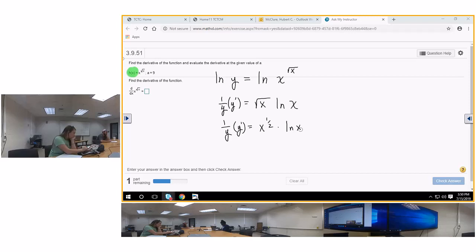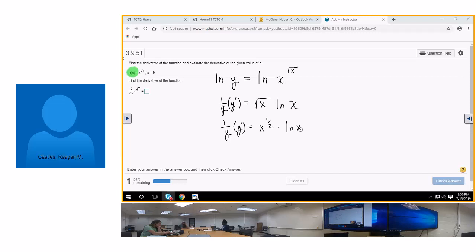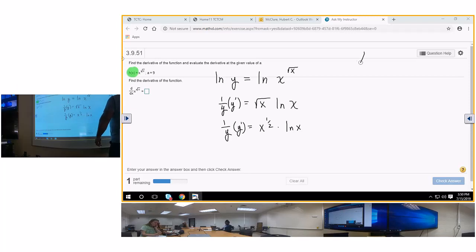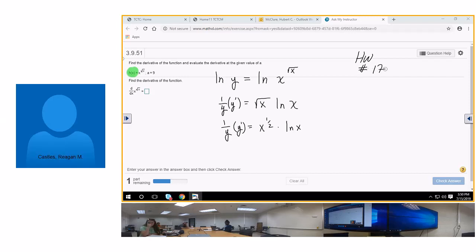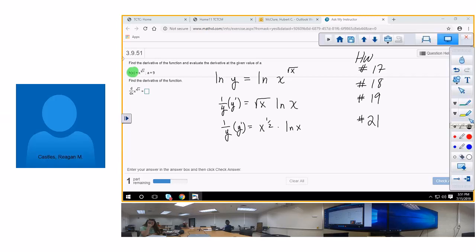As somebody wrote down all the numbers, Ms. Castles just came in. Ms. Castles, we went over so far homework problems number what? I think this is our fourth one, isn't it? 17, 18, 19, and this is number what? 21? We're on number 21 right now, Miss Castles. Okay, I'll rewatch those on the video. Okay?